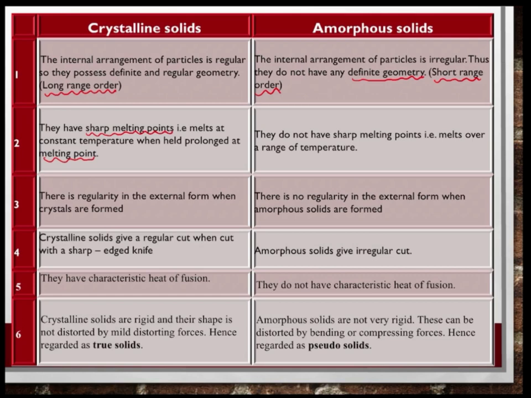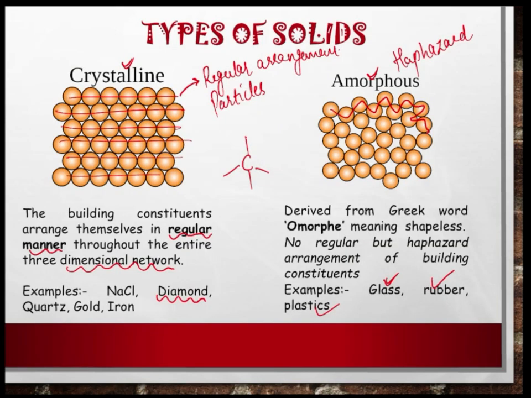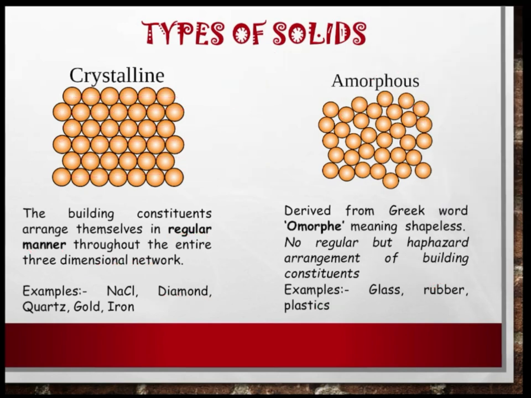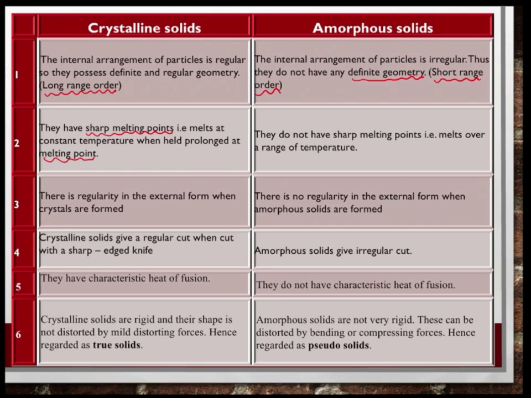Whereas in case of amorphous, the arrangement is so haphazard that if I pick a region here and then pick another region, you can see the particles and the arrangement are different. Hence, this area of the solid is going to melt at X degrees Celsius, whereas this area is going to melt at Y degrees Celsius. And hence, the complete solid is not going to have a sharp melting point. They are going to melt over a range of temperature.